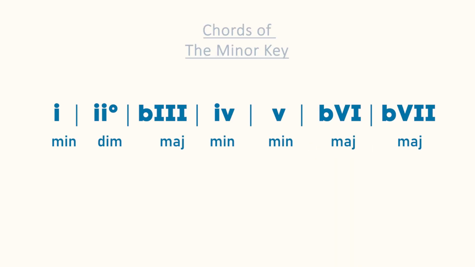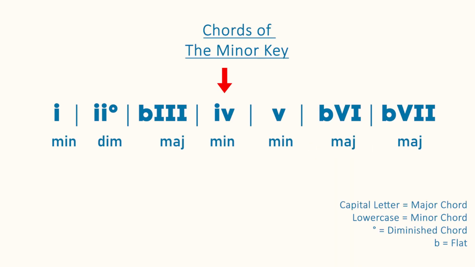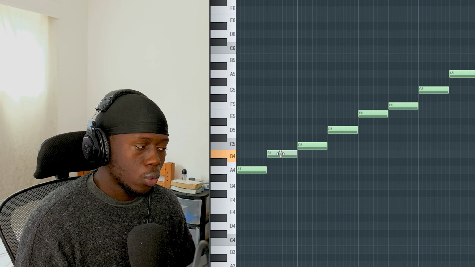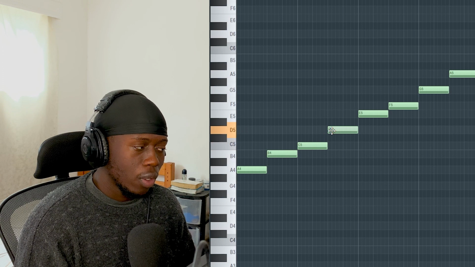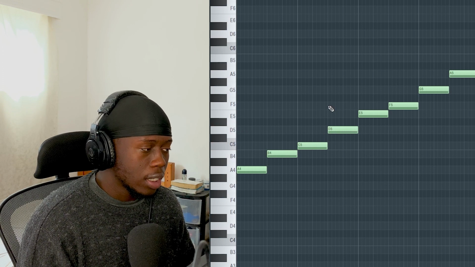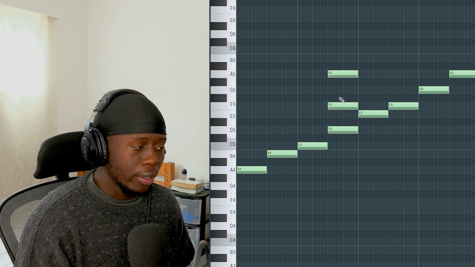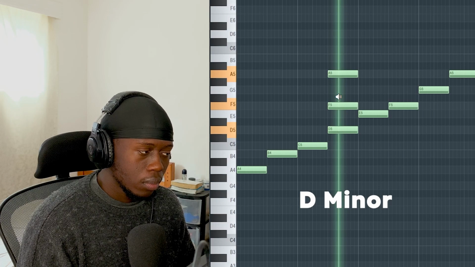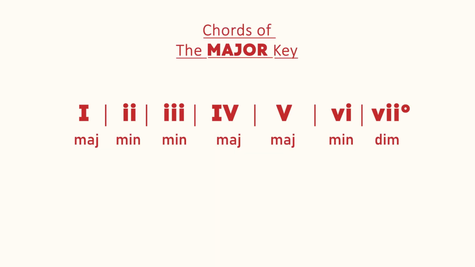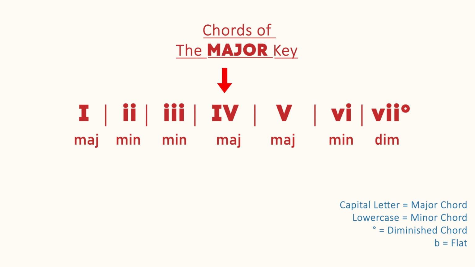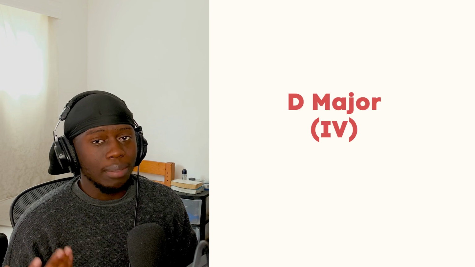Now, in A minor key, the chord number 4 is a minor chord. And in the case of A minor, the chord number 4 would be 1, 2, 3, 4, which is D. And when we build a chord on it, we get a D minor. When we look at the major key now, chord number 4 is a major chord. So in the key of A major, the chord number 4 would be D major.